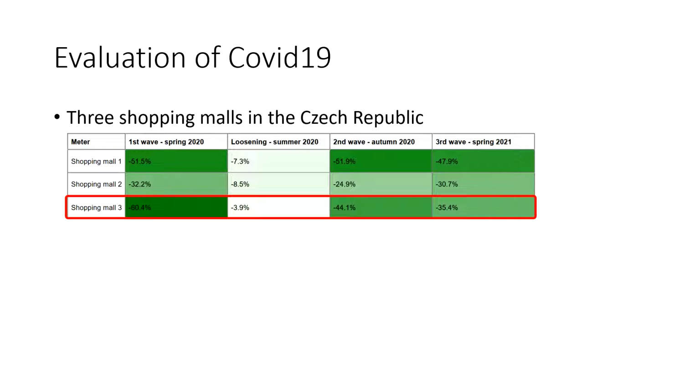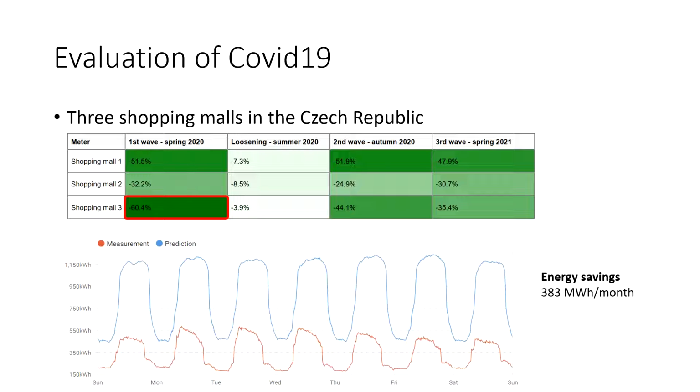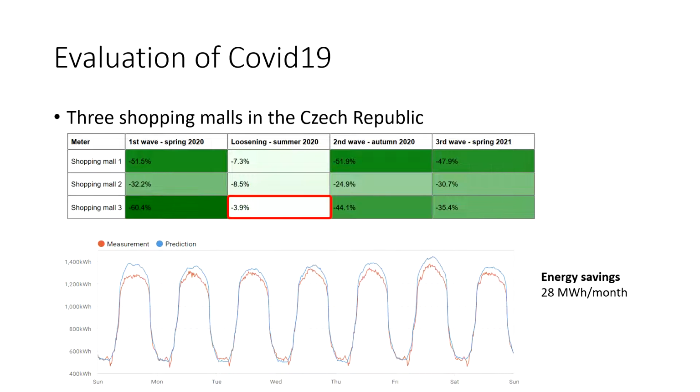However, in case of shopping mall 3, we can see different levels of energy savings among the different lockdown periods. Let's have a detailed look. In the first lockdown in the spring 2020, there were energy savings of about 60%. They saved almost 400 megawatt hours per month. So this is kind of an exceptional result. During the summer, they returned almost to normal regime.